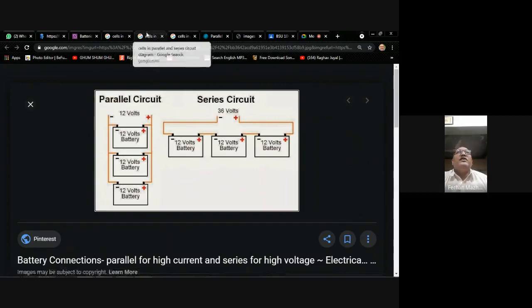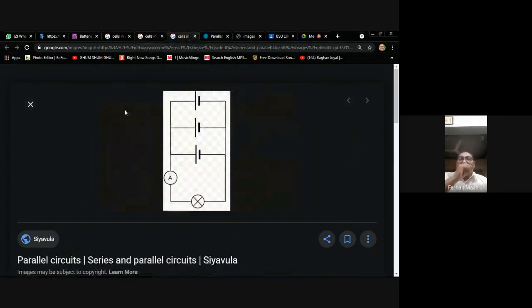Let me show you more examples on it. So for example, here, this is one way of writing the battery. The battery is represented with these lines. Remember this: one longer line and one smaller line. This longer line represents the positive terminal of the battery. This smaller line represents the negative terminal of the battery.